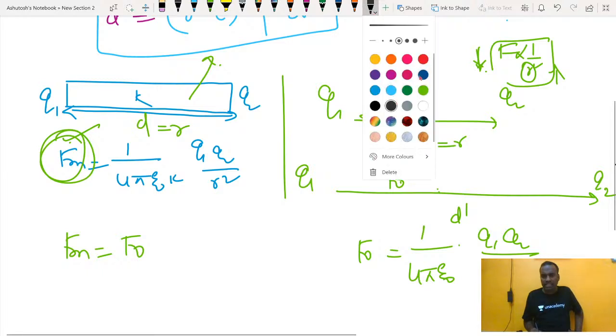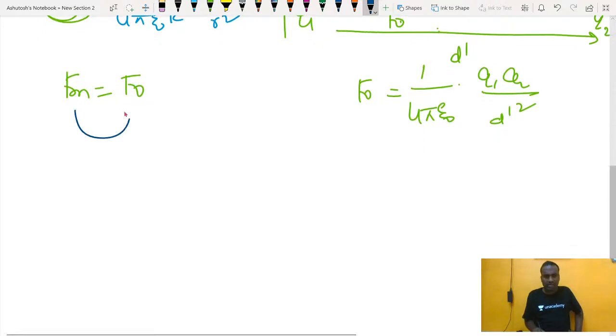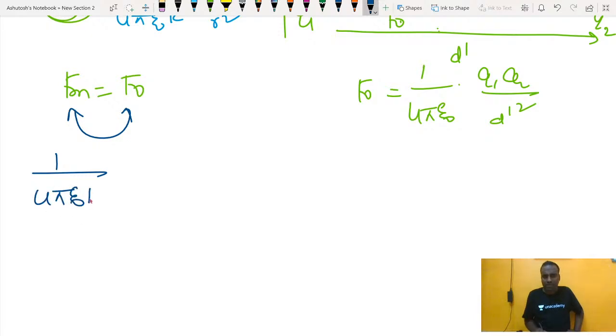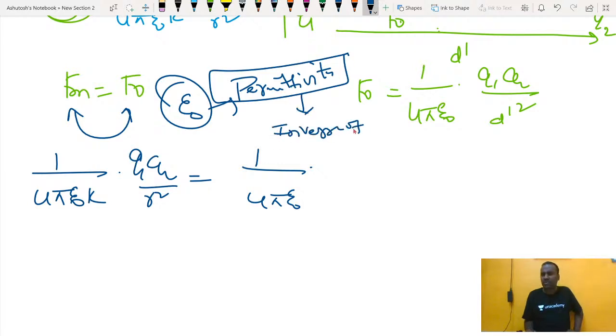Now students, as I told you, it is simple mathematics, you need to equate. When I equated the force with medium and the force with free space, both are the same. So you will get 1 by 4 pi epsilon naught k q1 q2 by r square. Here 1 by 4 pi epsilon naught. Students, what do you mean by epsilon naught? First of all, it is a permittivity. Generally, the permittivity of free space.